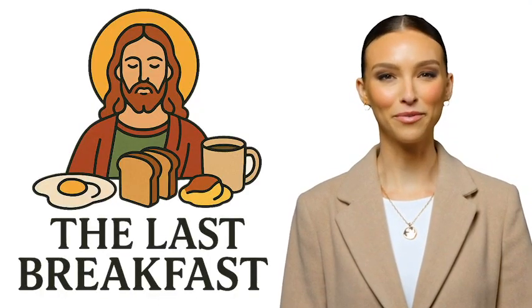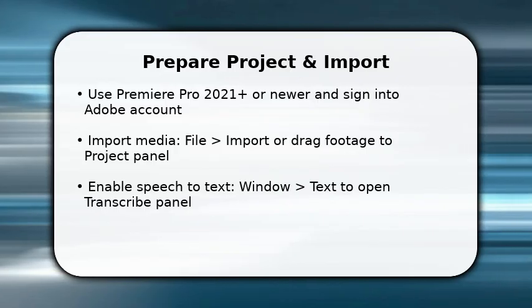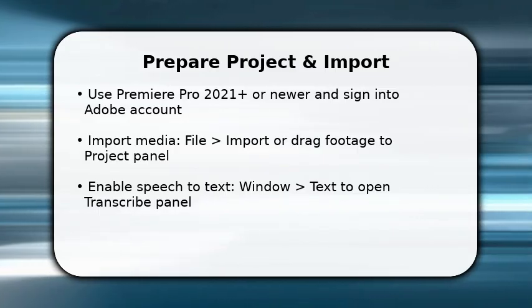Please enjoy the video. You start by preparing only what's needed: a sequence with your primary clip and a clean audio track. Import your file and drag it into a timeline so Premiere recognizes the sequence settings. Once the clip is placed, open the text panel and choose Transcribe Sequence.